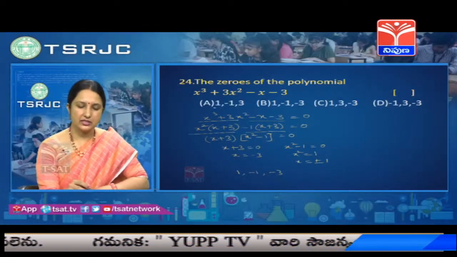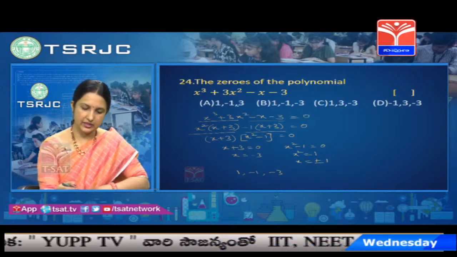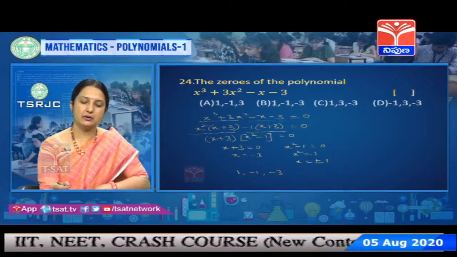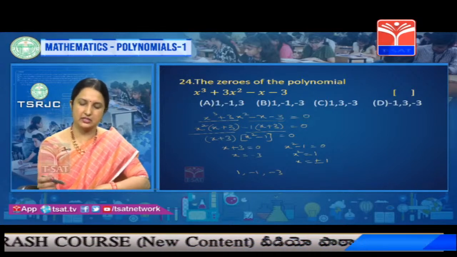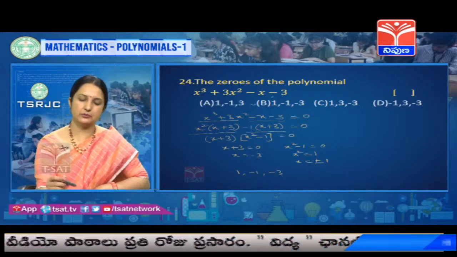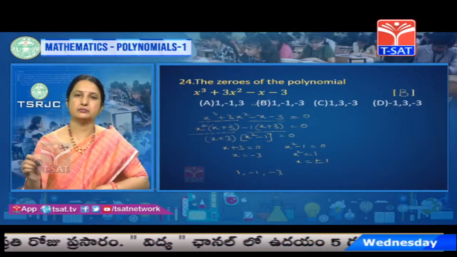Where is that option? Plus 1, minus 1. But here plus 3 is there, but we have minus 3. See here in option B, 1, minus 1 and minus 3 are there. C, no. D, no. So option B is the correct one.